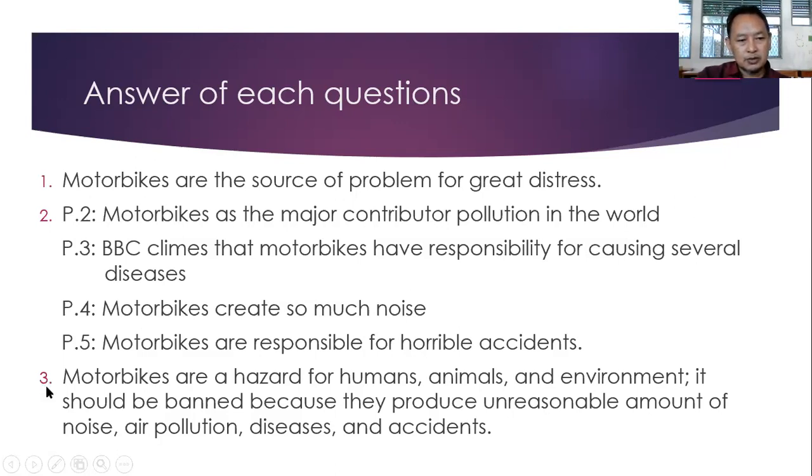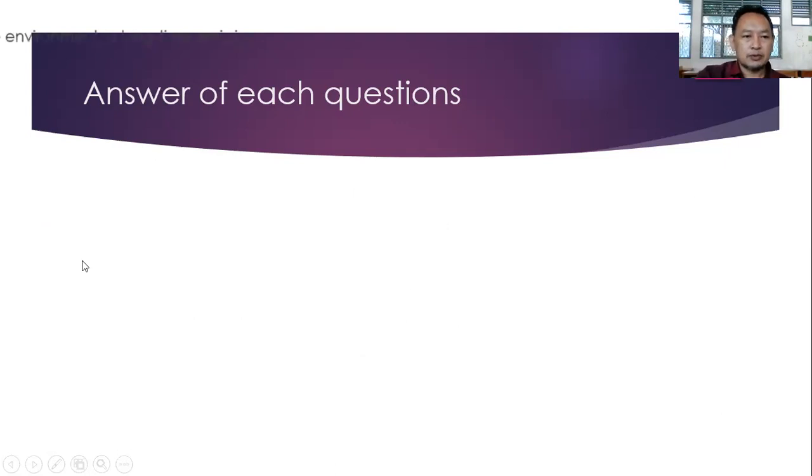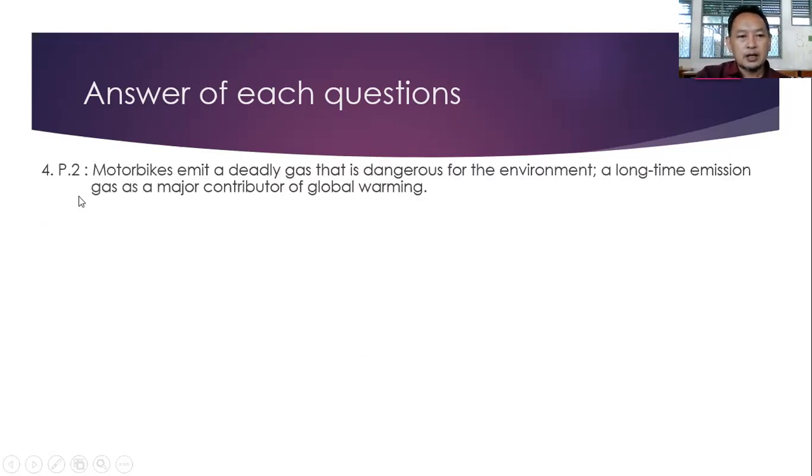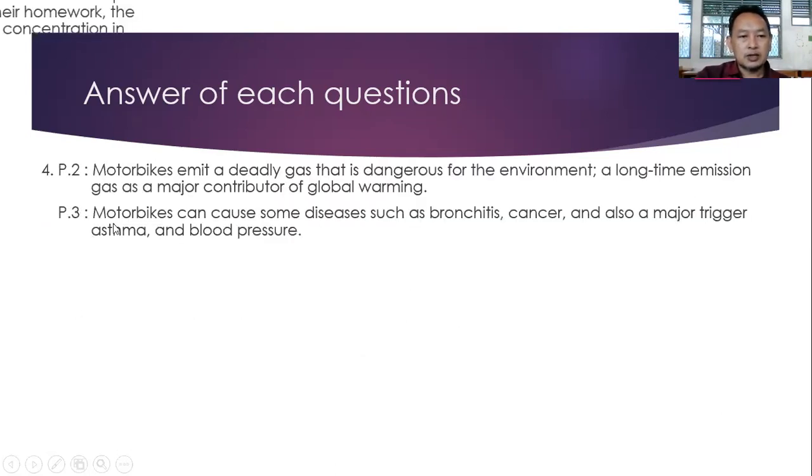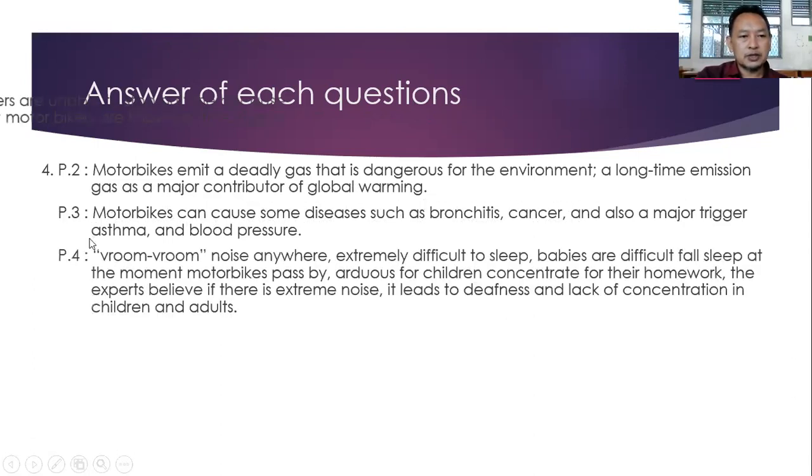What about number 3, motorbikes are a hazard for human, animals, and environment. It should be banned because they produce unreasonable amount of noise, pollution, diseases, and accidents. What is number 4? Here are supporting ideas of each paragraph mentioned.